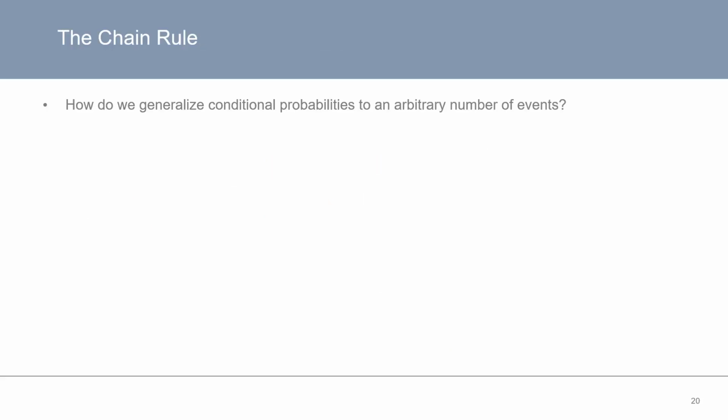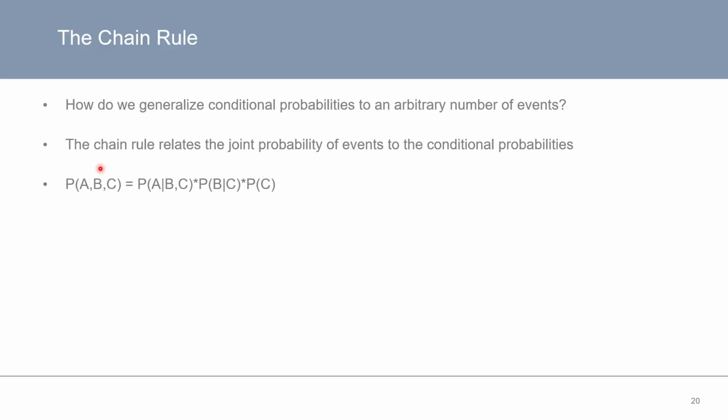Next, we might ask, how do we generalize conditional probabilities to some arbitrary number of events? So far, we've only been dealing with 2 at a time. This is where the chain rule comes into play. The chain rule relates the joint probabilities of events to conditional probabilities. Or in other words, if we want to know the joint probability of A, B, and C all together at the same time, we can calculate this as the probability of A given B and C times the probability of B given C times the probability of C alone.